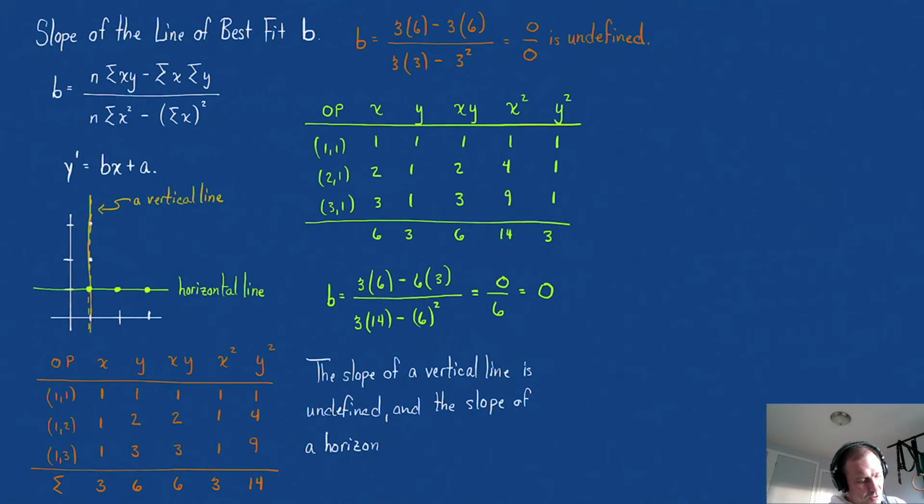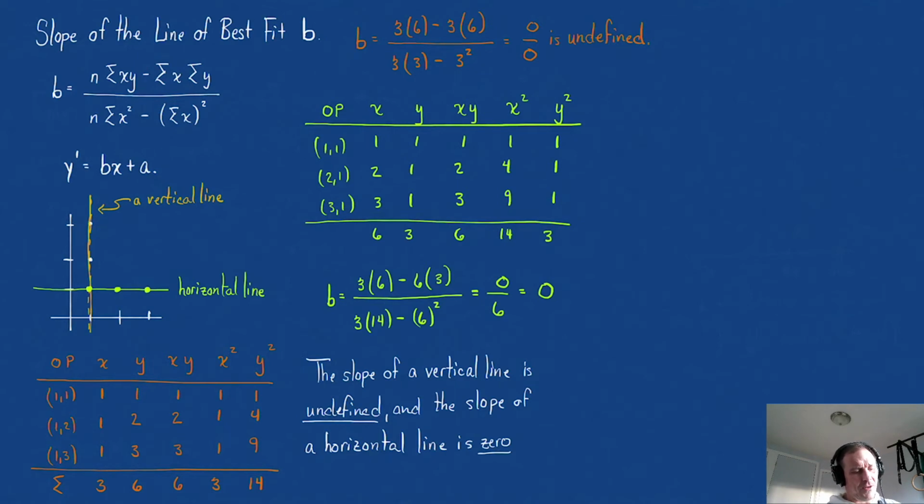Yeah, horizontal line is 0. So it might feel strange if someone says, well, what's the slope of a vertical line? And you say it's undefined because it's not a number. And you think in math class we're so used to giving numbers, but you actually don't give a number. You just say it's undefined. That's what the slope of a vertical line is.